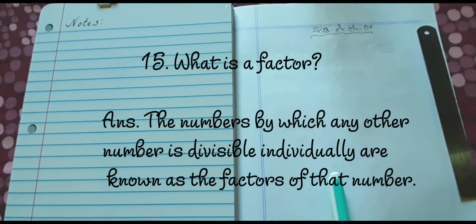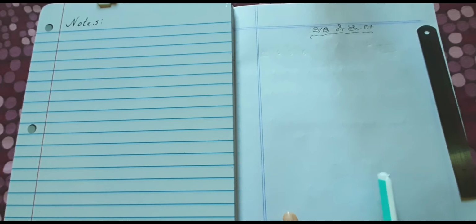Suppose we are talking about 15. The factors of 15 are 1, 3, 5 and 15 itself. All of these numbers divide 15 without any remainder. This is why they are factors. So this is why we are writing over here: the numbers by which any other number is divisible individually are known as factors of a number.